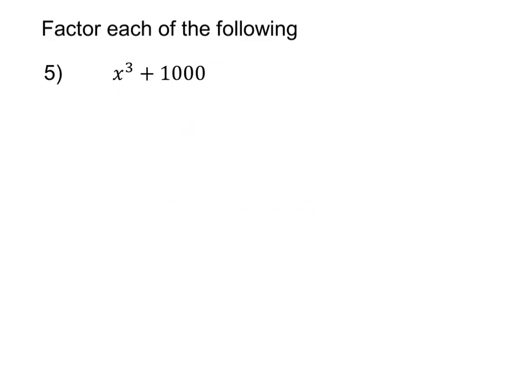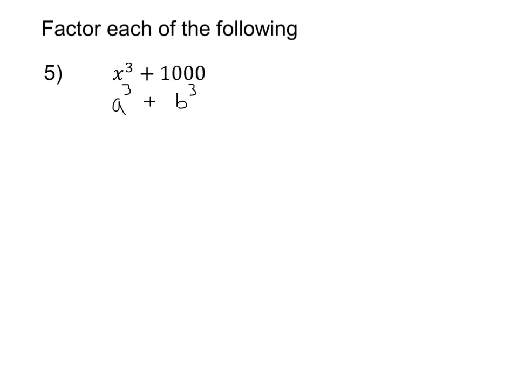Now you're going to do one on your own, right? X cubed plus 1,000. Okay. All right. I'm going to kind of start you off. Remember, you need to see this as something cubed plus something cubed, a cubed plus b cubed. Okay. All right. So this is going to be the sum of cubes. All right. Go ahead and pause and do this on your own.